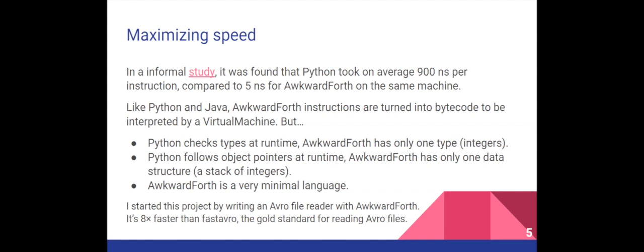So I started this project by writing an Avro file reader last year with AwkwardForth. The results that we obtained were very encouraging. It was 8 times faster than FastAvro, which is the gold standard for reading Avro files. And we achieved the predicted theoretical performance that we thought we would be achieving. So that served as a proof of concept for moving on to ROOT.